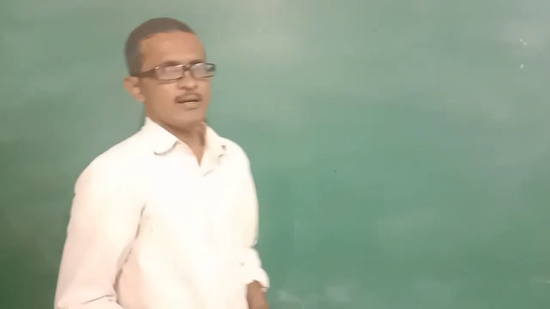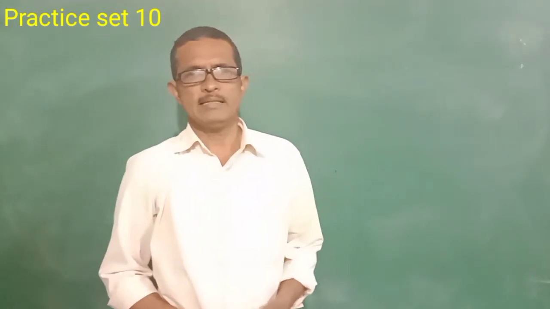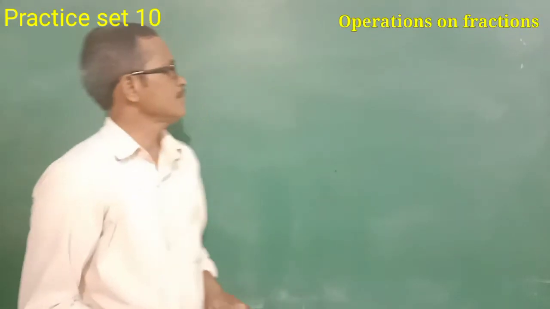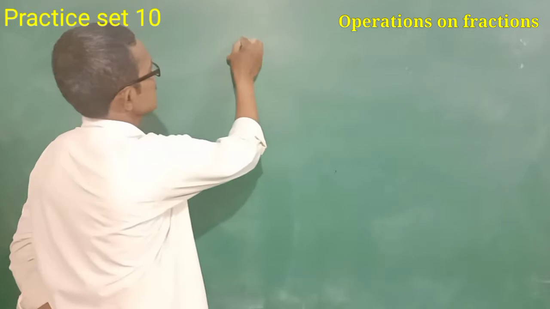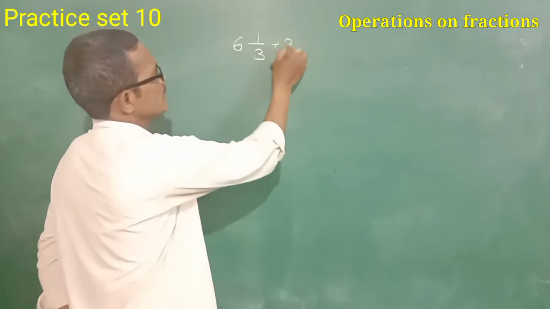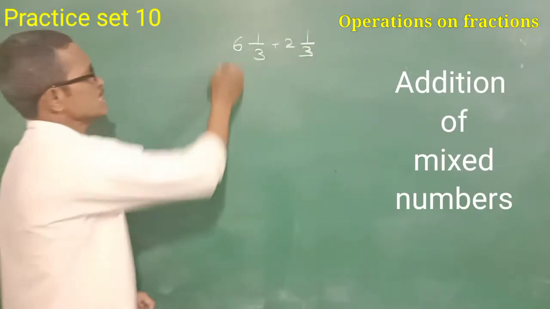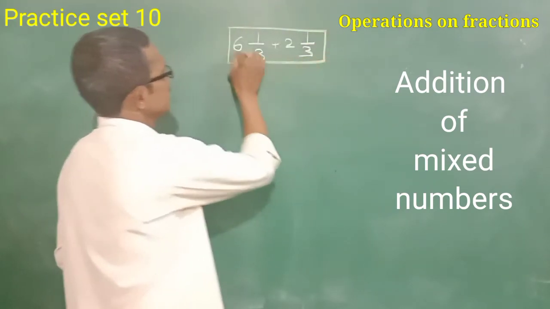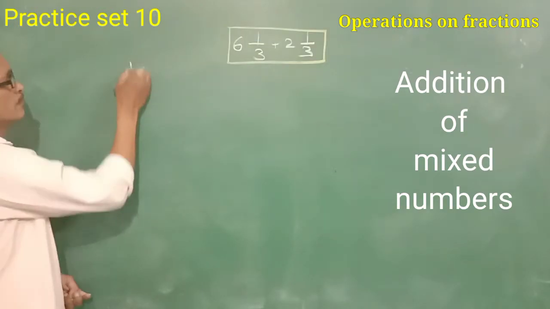Now we are going to solve a few examples of practice set number 10, addition and subtraction of mixed numbers, of the lesson operations on fractions. So let's start. First example, 6 integer 1 upon 3 plus 2 integer 1 upon 3. We are going to add these two mixed numbers which have a whole number and a fractional part. We can do this by two methods.